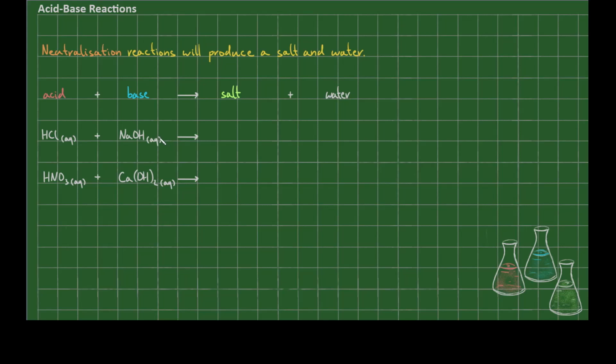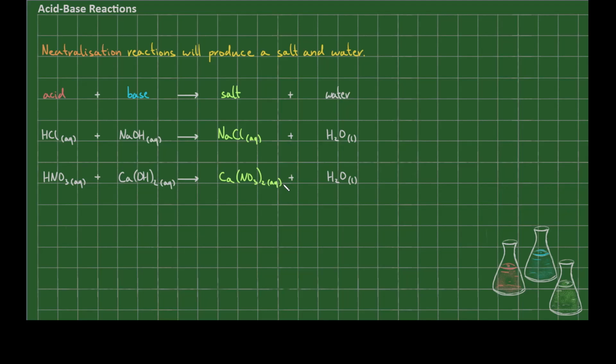Here are two examples: hydrochloric acid and sodium hydroxide, and nitric acid and calcium hydroxide. In both cases, one of the products will be water, and in both cases, the other product will be a salt. The salt is an ionic compound that will be made up of the cation of the base and the anion of the acid. So in case of hydrochloric acid and sodium hydroxide, we will end up with sodium chloride, while in the case of nitric acid and calcium hydroxide, we would end up with calcium nitrate. The calcium is the cation of the base, and the nitrate is the anion of the acid.